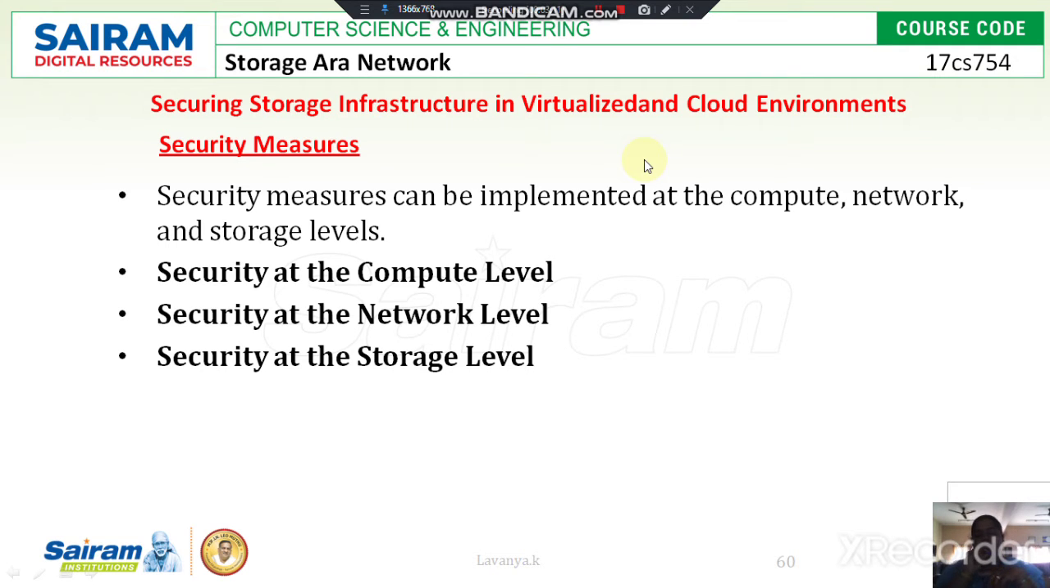The first one is security at the compute level, which is about the platforms and environments we use for the security measures: the hypervisor, the virtual machine platform as well as the cloud platform, and the guest operating systems. These are the different platforms or environments we use for security. Then the next one is security at the network.